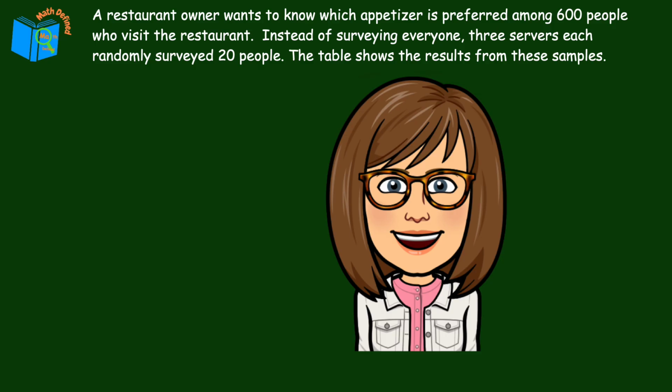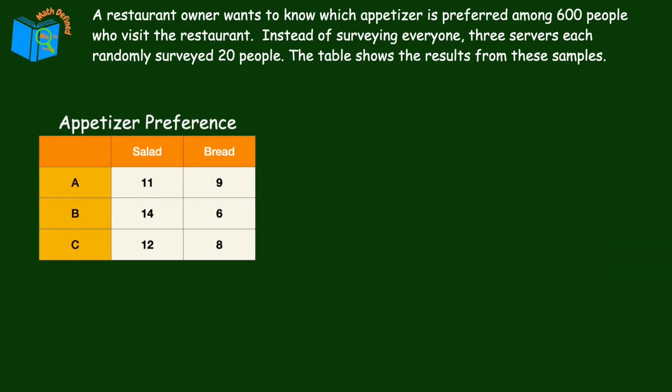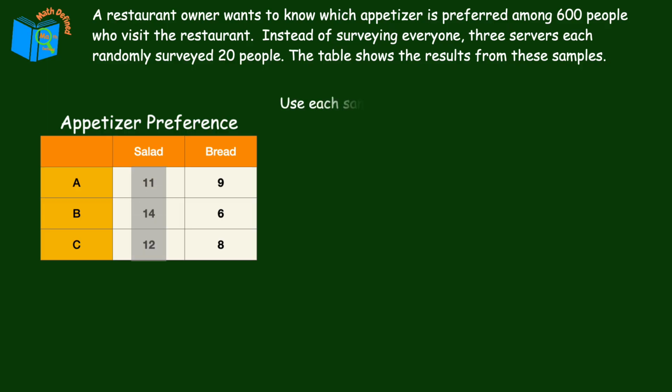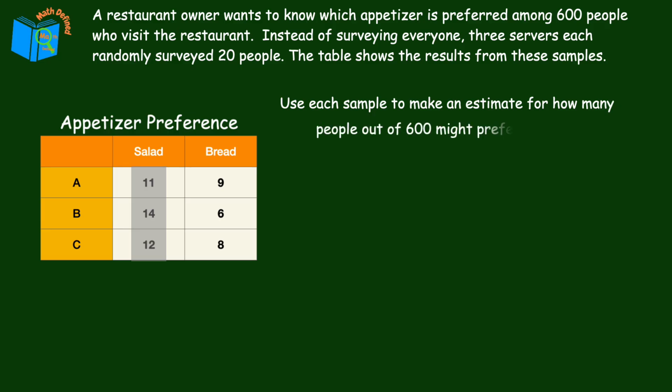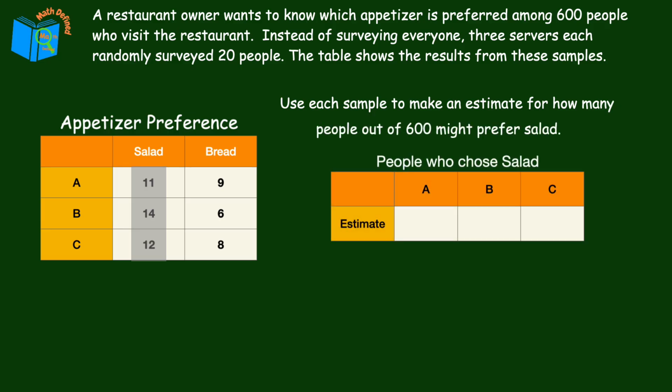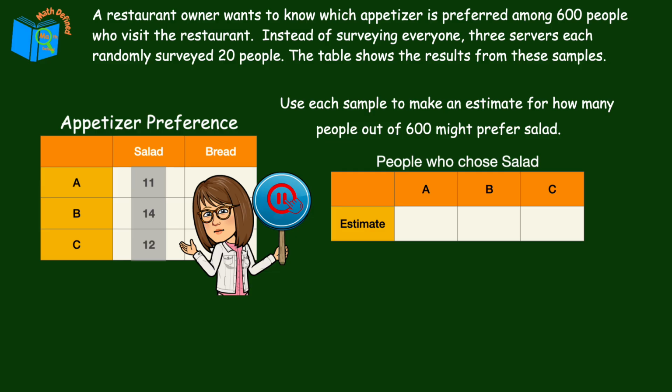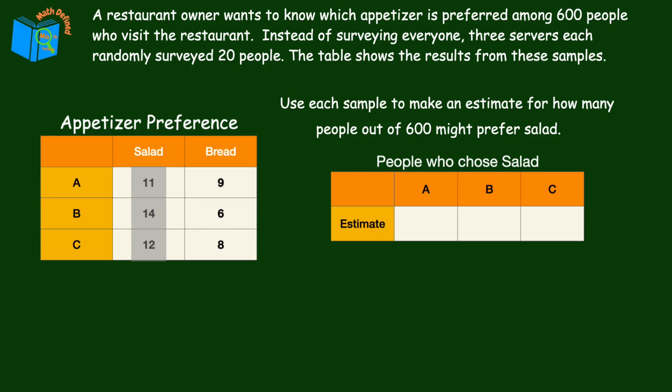Now it's your turn to try one on your own. Take a look at this situation. A restaurant owner wants to know which appetizer is preferred among 600 people who visit the restaurant. Instead of surveying everyone, 3 servers each randomly surveyed 20 people. The table shows how many people in each sample chose salad or bread. Here's what I want you to do. Focus only on the number of people who chose salad in each sample. Use each sample to make an estimate for how many people out of 600 might prefer salad. Go ahead and pause the video, work it out on your own, and then come back when you're ready.